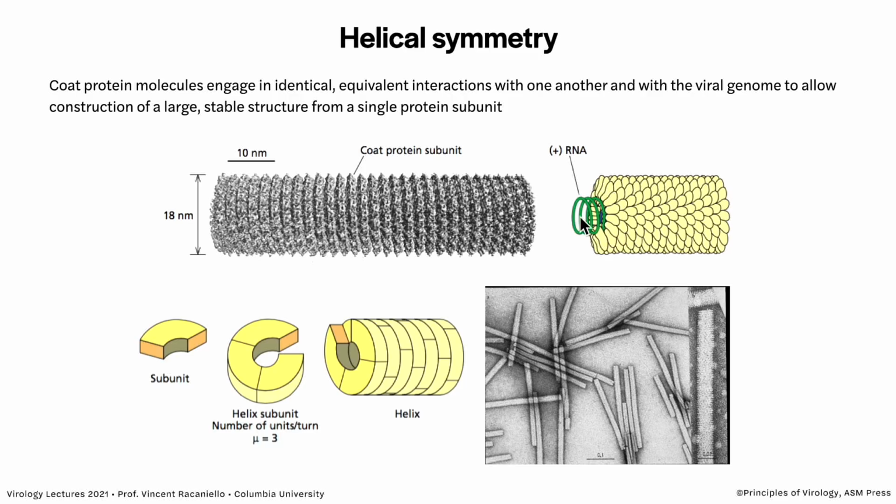So the viral genome here is in green. It's a plus RNA. And the genome interacts with the subunit, and the subunits interact with each other. So there are two kinds of interaction here, protein-protein and protein-RNA interactions. And this gives you a helix, right? The RNA is coiled around with the protein attached to it, and the helix has a certain diameter and a certain turn length and so forth. But you basically can make this very stable structure from one protein, repeated many times, and it's stable and it protects the RNA.